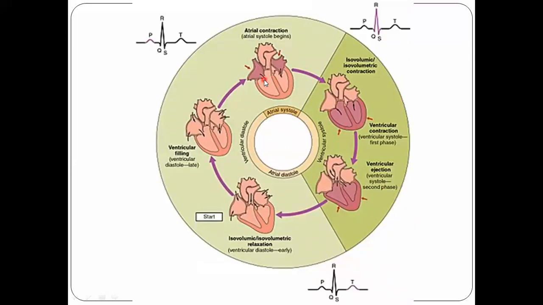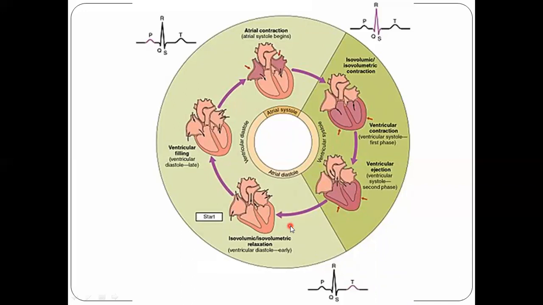The atria contract, and then we have the ventricular contraction, which has isovolumetric contraction and then the ventricular ejection. Then we have the ventricular relaxation, isovolumetric relaxation, and then the ventricular filling, and the cycle repeats. So we saw these in a detailed manner.